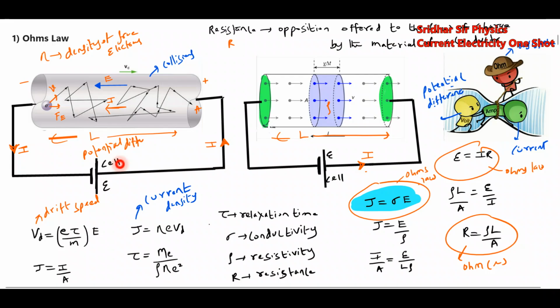The direction of flow of hypothetical positive charge we call conventional current. Actually who is flowing? The electron is flowing. Opposite to the flow of electrons, we are assuming an imaginary positive charge. So therefore this is called conventional current.